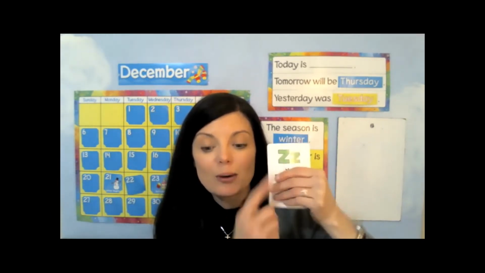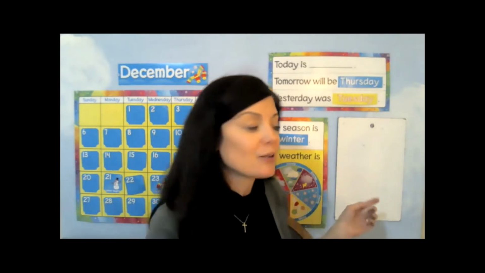Now, yesterday we did the letter Y, and Y, the uppercase and the lowercase, were so different. But today, look at Z. Both are the same, one's just bigger than the other. So let's start with the uppercase Z. Let's try to write it.